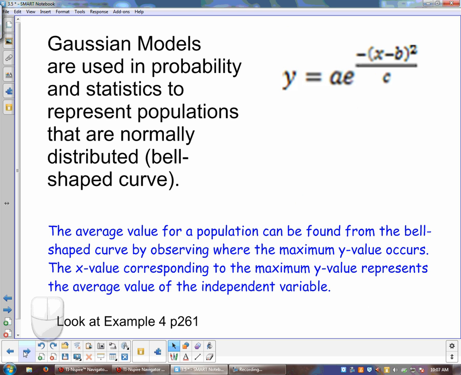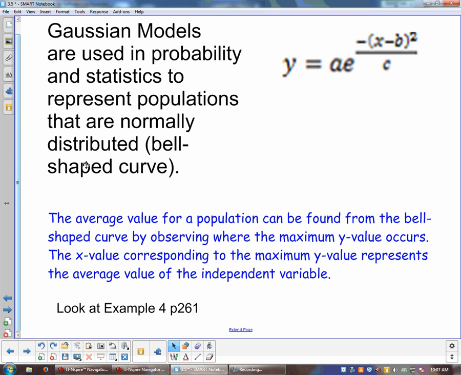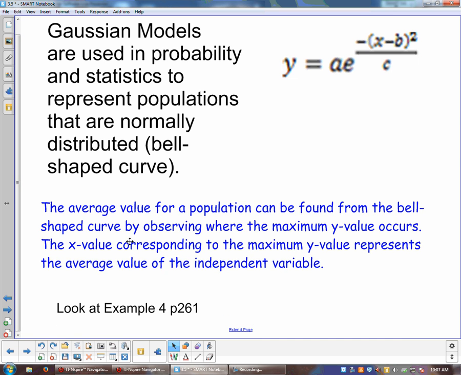What's next? Okay, Gaussian models are used in probability and statistics to represent populations that are normally distributed, like the normal distribution that you would learn about if you took a statistics class. The average value for a population can be found from the bell-shaped curve by observing where the maximum y value occurs. The x value corresponding to the maximum y value represents the average value of the independent variable. All right, let's take a look at example 4 on page 261. Got your books with you?